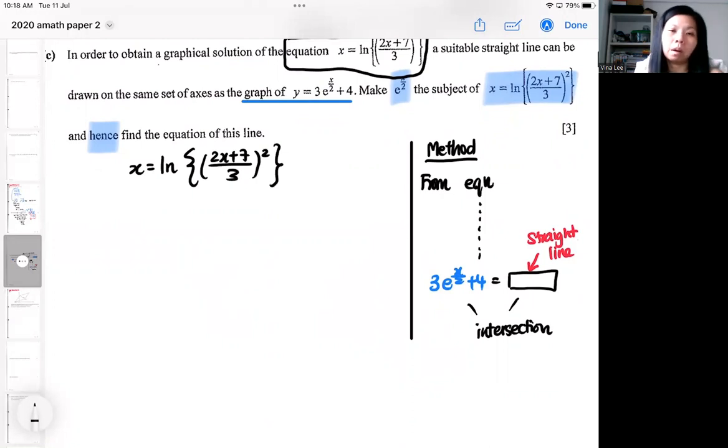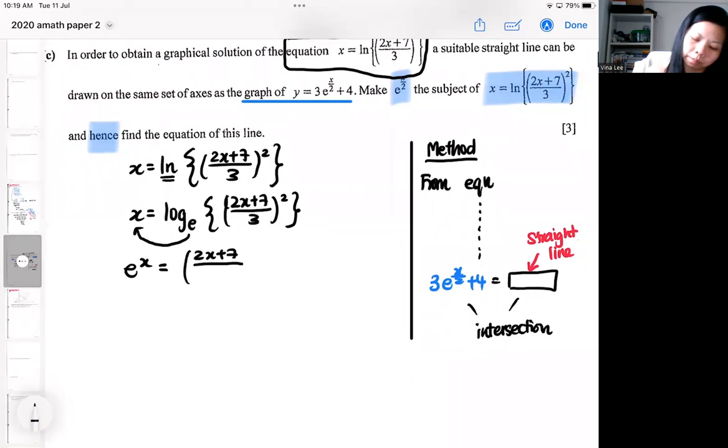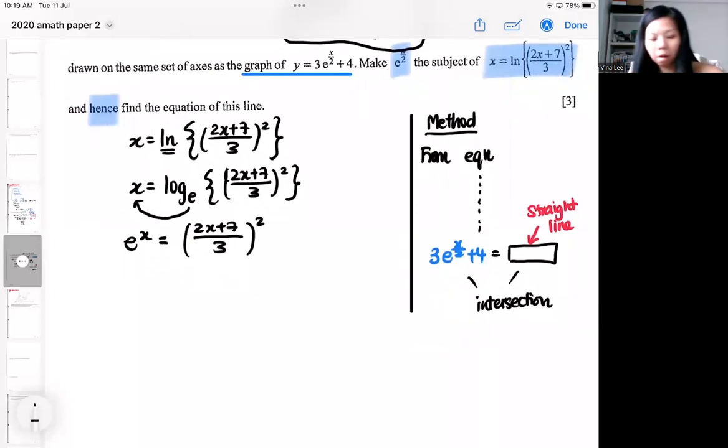If you still remember, what is ln e? ln e is base e. You can change it to indices form. So e to the power of x is equal to this. You can do it this way.